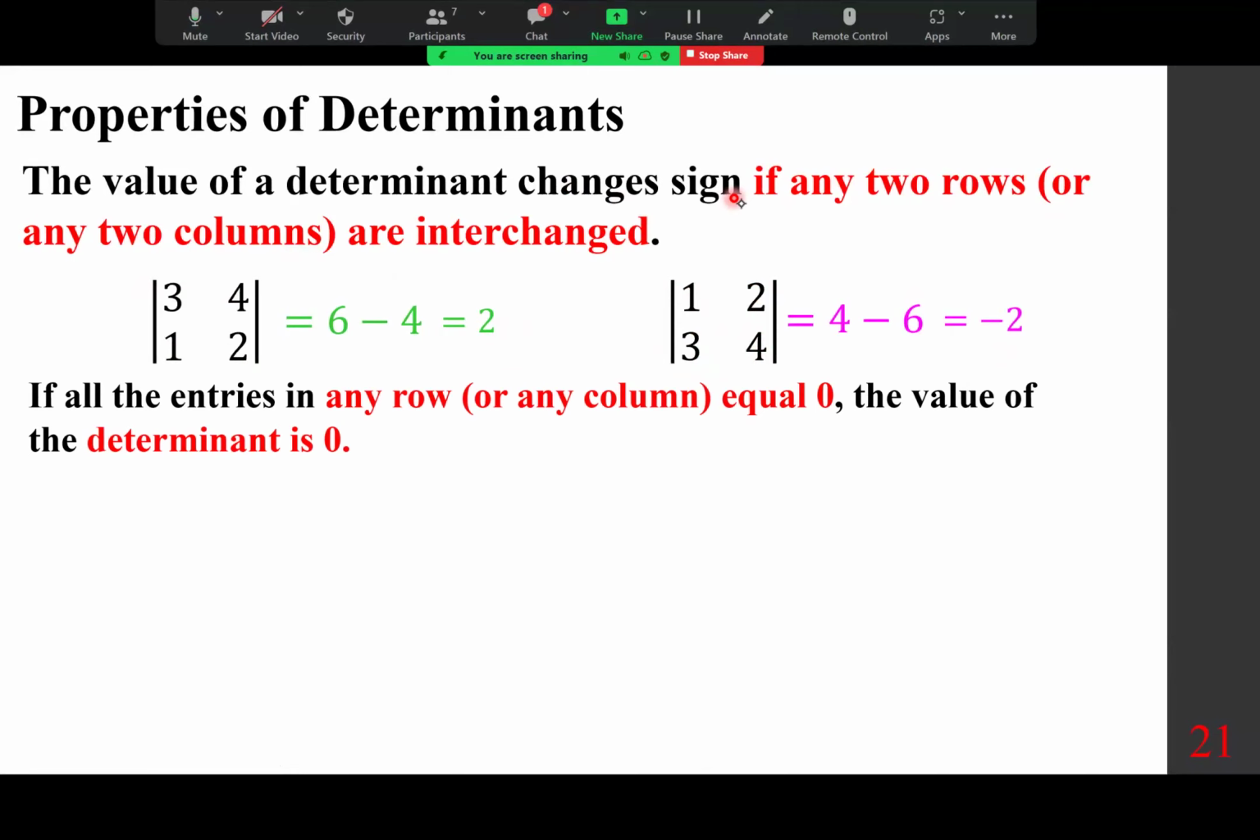If all the entries in any row or any column equal 0, the value of the determinant is 0. I mean, that's pretty straightforward, because 0 times 2 minus 0 times 1, the answer is 0. So if any row or column is 0, or has more zeros than the other ones, that's the one that you want to expand with respect to. That makes it much easier.